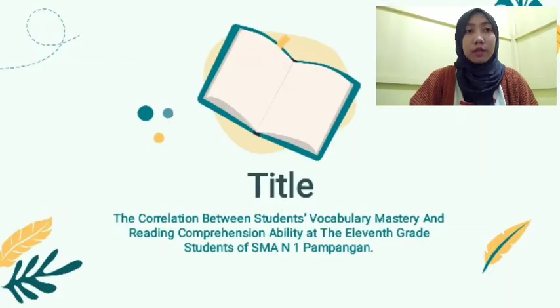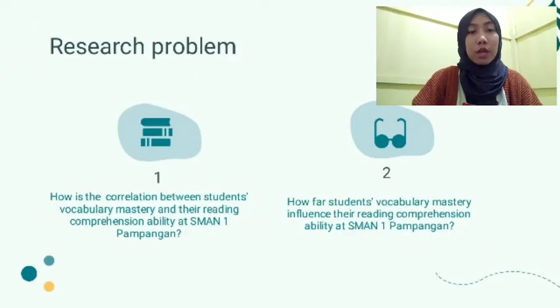The first is about the title. The title of my research proposal is the correlation between students' vocabulary mastery and reading comprehension ability at the 11th grade student of SMA N1 Pampangan. So from the title, we know that this research will use quantitative research methodology.